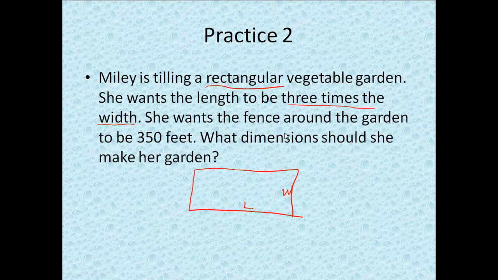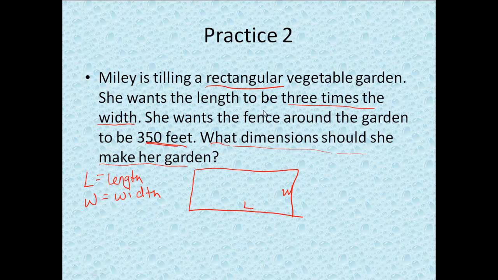She wants the fence around the garden to be 350 feet. What dimensions should she make her garden? Okay, right here, I've got to identify what I don't know, and that's coming in this question. What dimensions should she make her garden? So what they're asking me for is the length and the width. So I'm going to assign them each a variable, and I'm going to use L and W just so I can keep them straight, length and width.